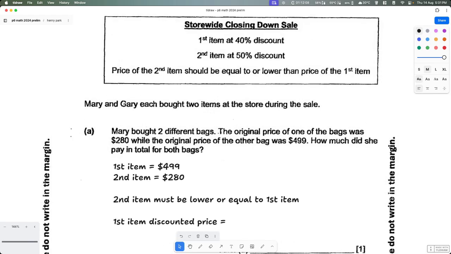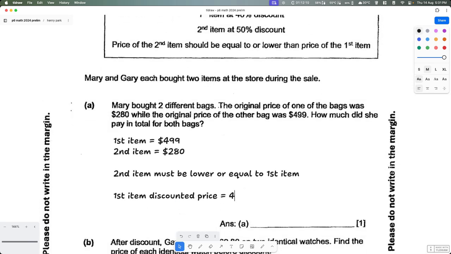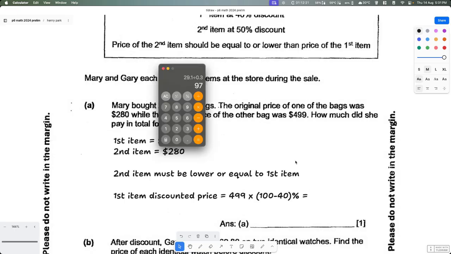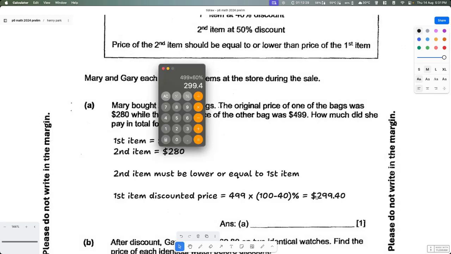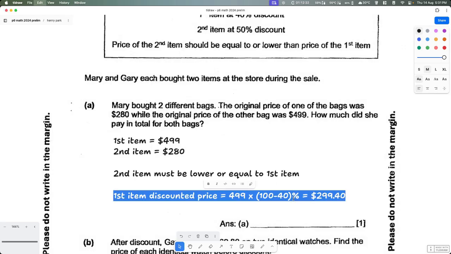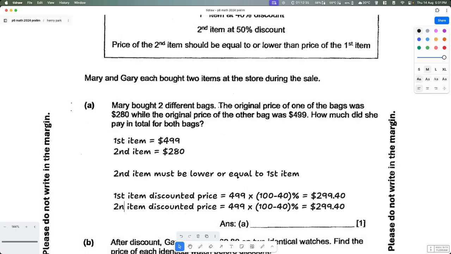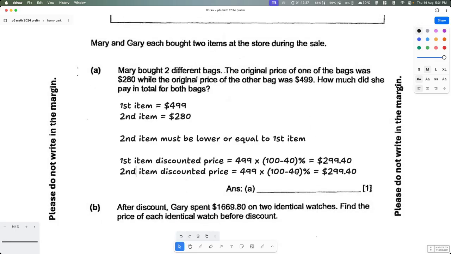The discounted price is 499 times (100 minus 40%), which is essentially 60%. So 499 times 60% is $299.40. Let's move to the second one. The second item discounted price is 50%, and the price is 280, so this is just half. Basically, it should be $140.